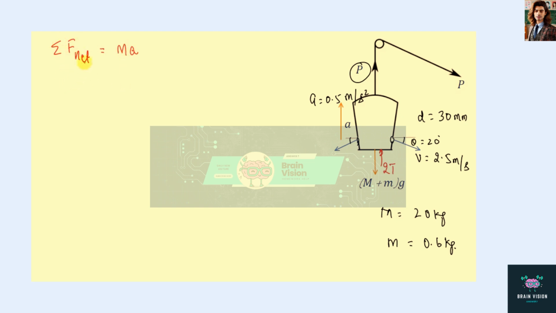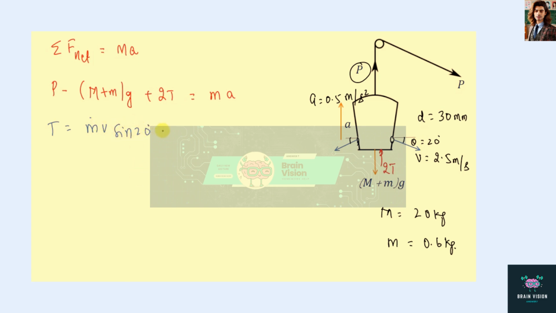So we have this force P minus this weight force, that is (M plus m) times g, and then plus 2T is equal to mass times the acceleration, and this mass is basically the combination of M plus m. The thrust force T is equal to m dot times V, and we have to take the sine component, so sine 20 degree.